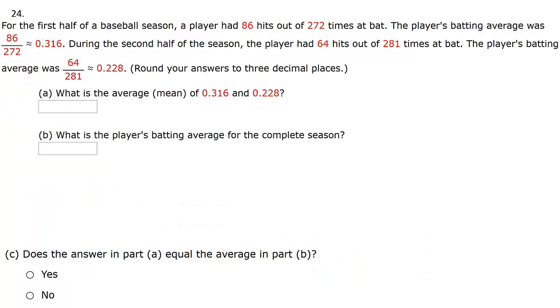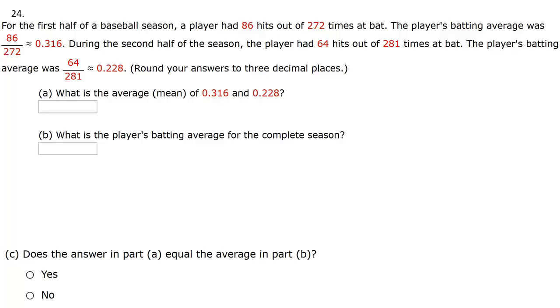Number 24. For the first half of a baseball season, a player had 86 hits out of 272 times at bat. The player's batting average was 86 divided by 272, which is about 0.316. During the second half of the season, the player had 64 hits out of 281 times at bat, and that batting average came out to, when you divide 64 by 281, to be about 0.228.